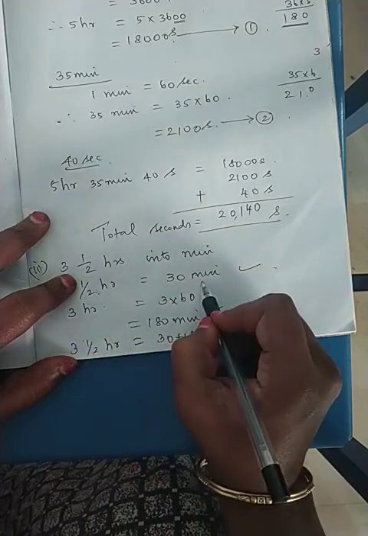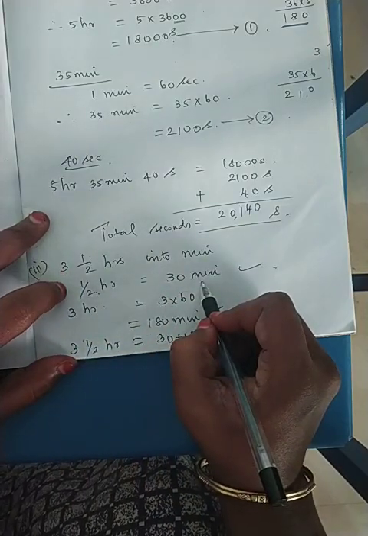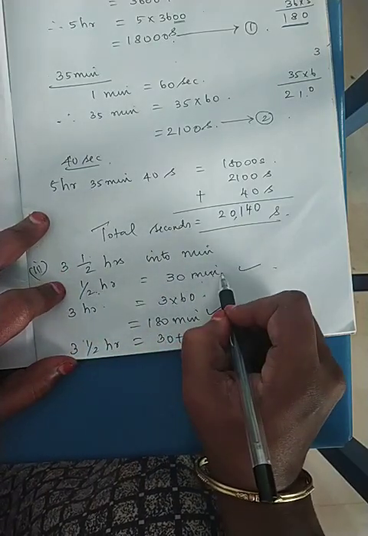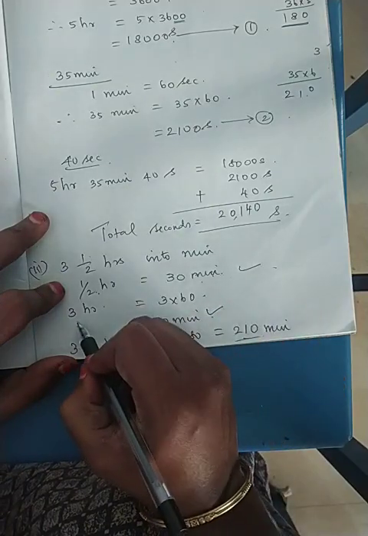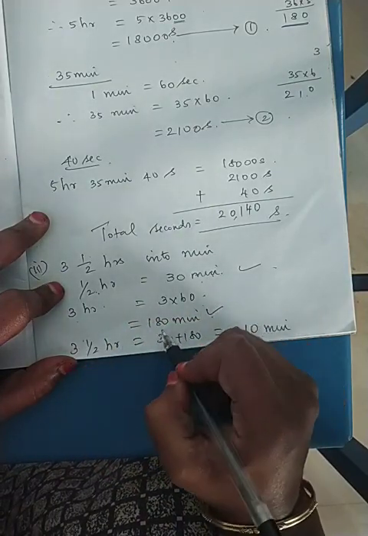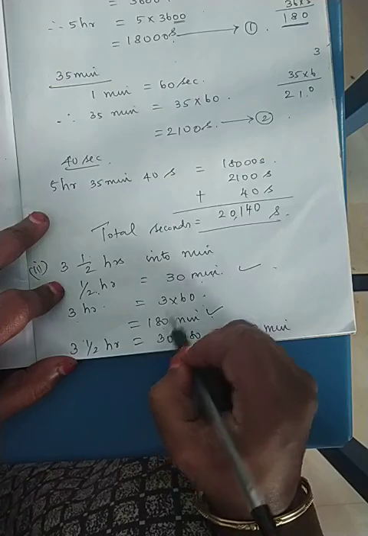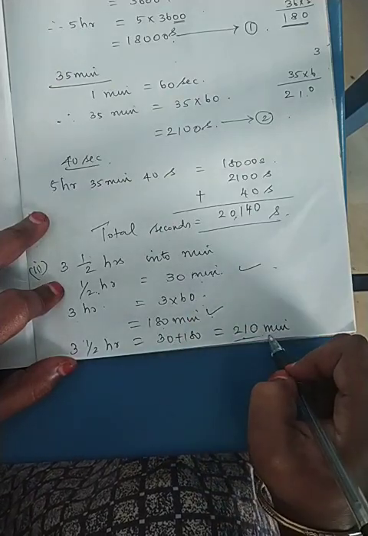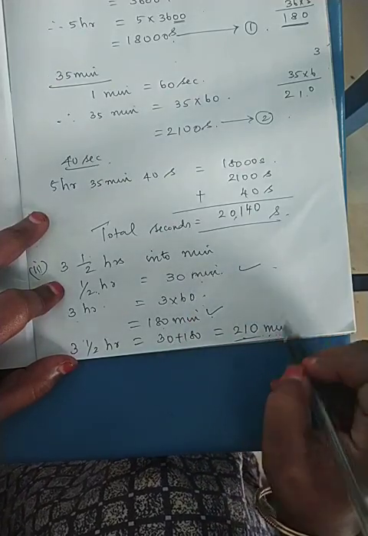Okay. What I did, I took this half hour separately. We know half an hour equals 30 minutes. So I got directly 30 minutes. For 3 hours, I multiplied 3 into 60 minutes, that is 180 minutes. So this and this I am adding, I will be getting 210 minutes. Then coming to the fourth one. Fourth one they have given.